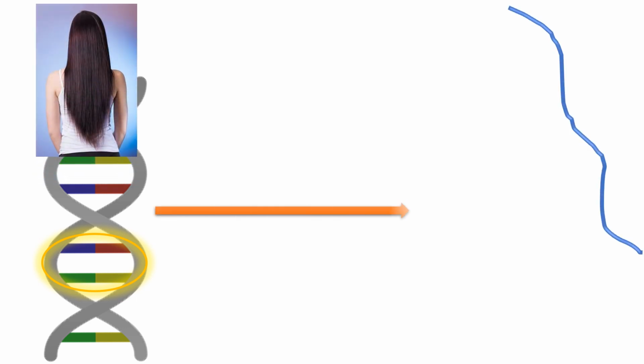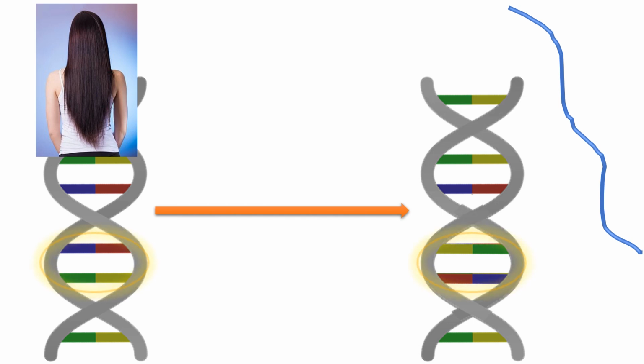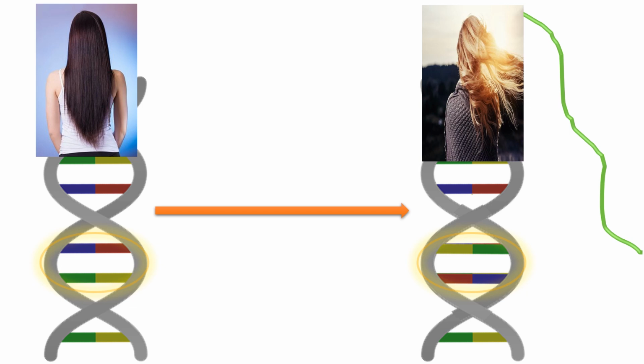The genetic sequence present in the nucleic acid produces a particular type of protein which produces a particular type of character. If there is a change in the genetic sequence, there will be a change in the protein which produces a different type of character. This is called a mutation. Mutation is a change in the genetic sequence.